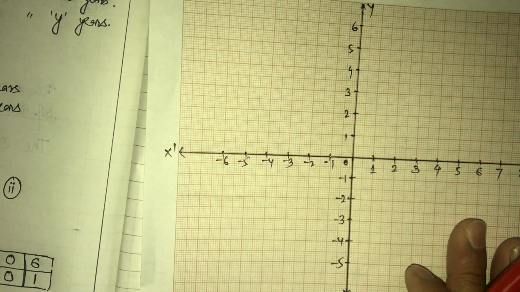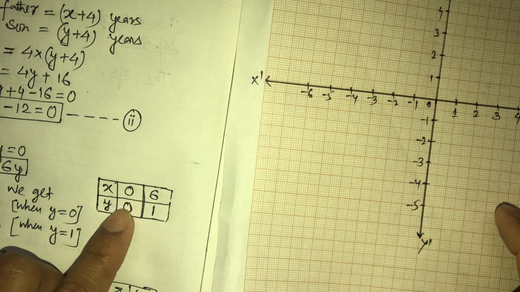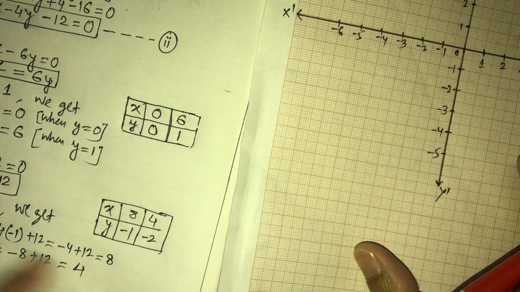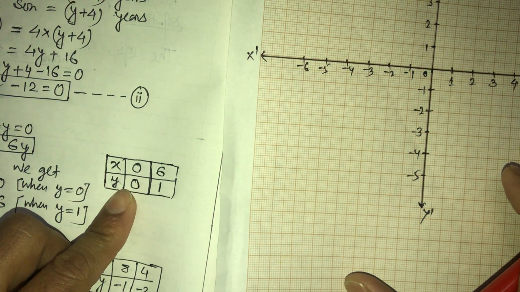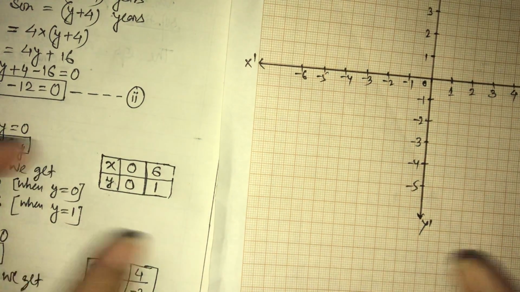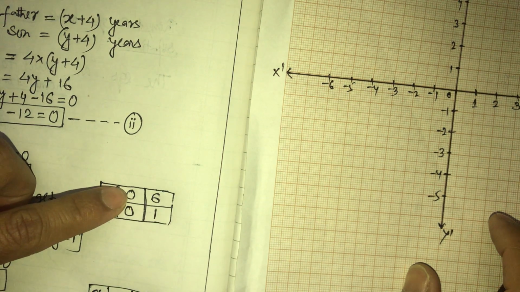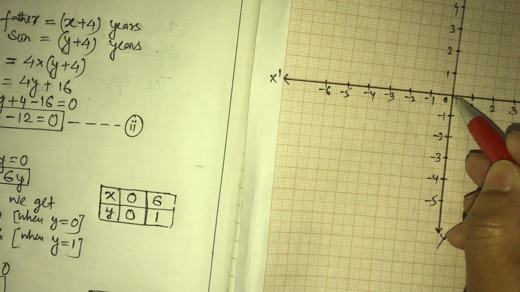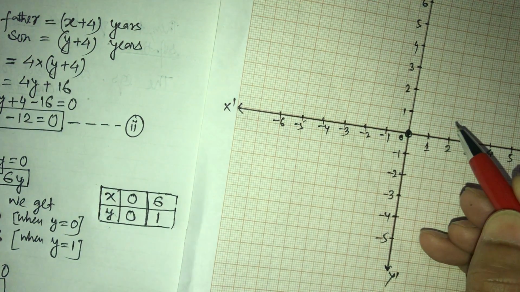Now we'll plot this. If you see here, the first table was for equation 1 and this table for equation 2. The rule for how we use these values to get the graph is to go up and down. x is 0, y is 0. So x 0, y 0 is nothing but the origin. See, this origin will be that 0, 0.